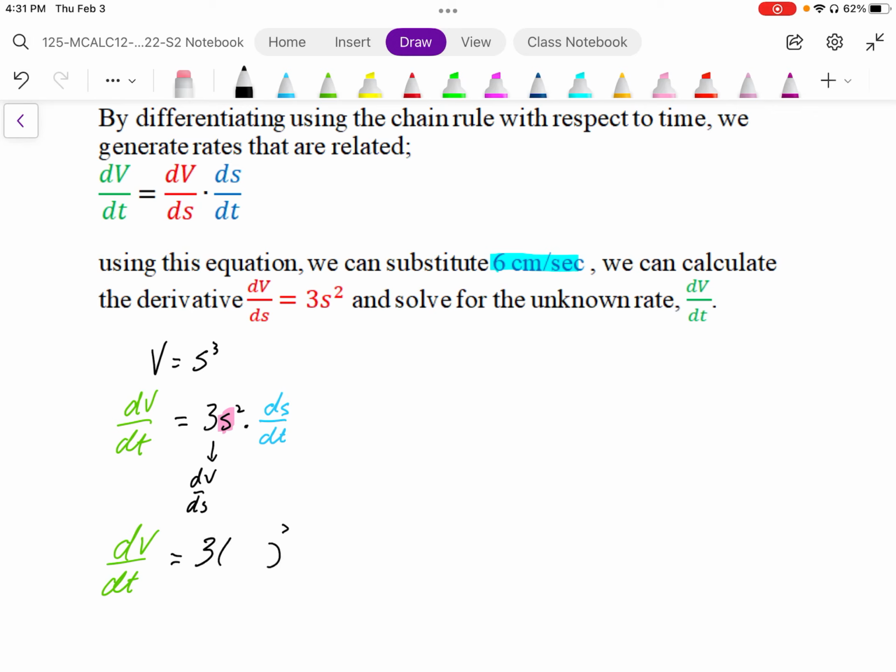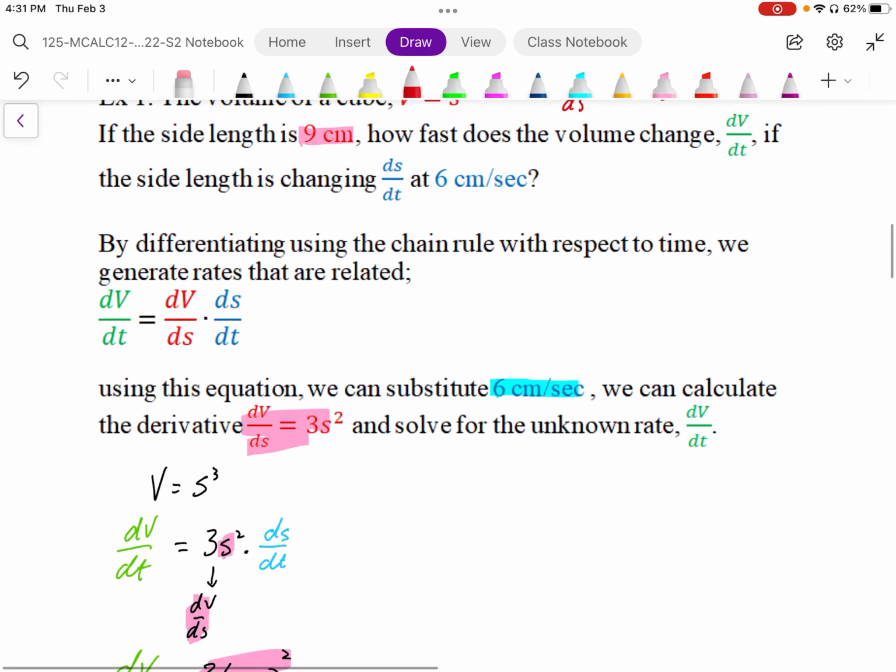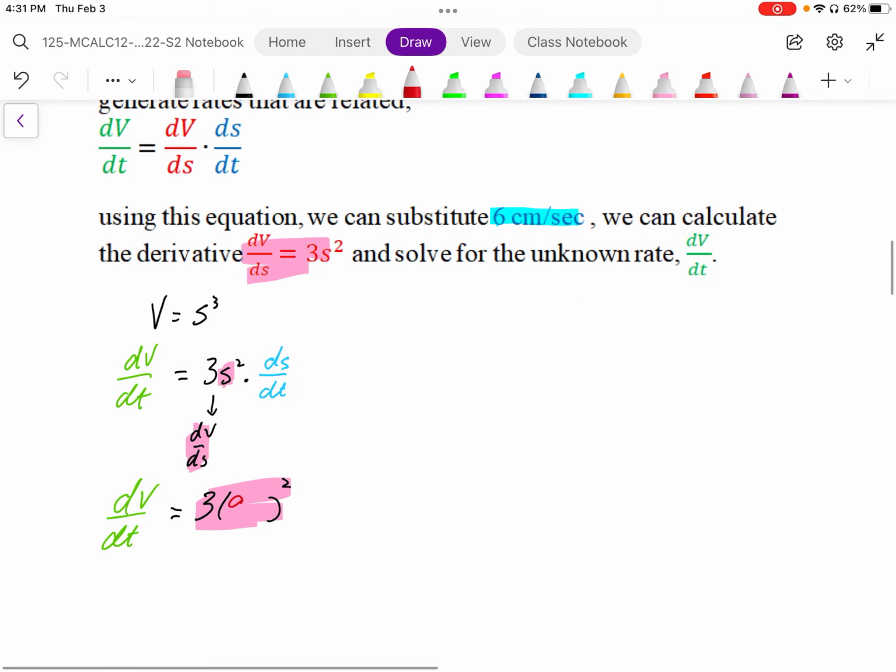I have 3s squared. Just so that we're clear, all that is my dV by ds. And then inside there, my s was determined to be 9 centimeters, so I'm going to put 9 centimeters into here. That's my s value. I need to multiply that by the ds by dt. That's the change in side length over the change in time, which was 6 centimeters per second. And I need to then just calculate this out.